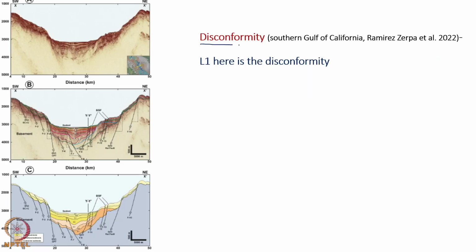Let us look at a case of disconformity from the southern Gulf of California. Here L1 represents the disconformity. L1 line is over here. Look at the definition of disconformity and try to recollect. That is how the disconformity will appear in the seismic images.